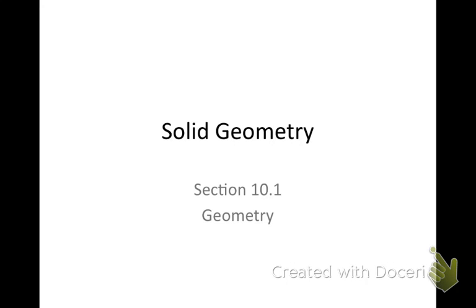Today we're going to talk about solid geometry, section 10.1. We are introducing chapter 10. Chapter 10 is all about 3 dimensions. So if you look up at the front of the board, we have the geometric solids there: sphere, cube, pyramid, cylinder, cone, and prism.